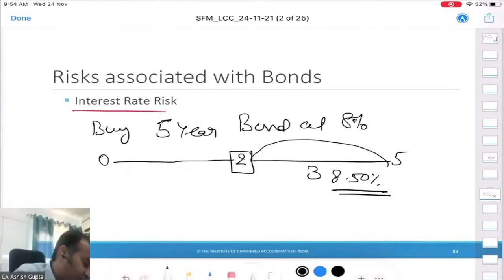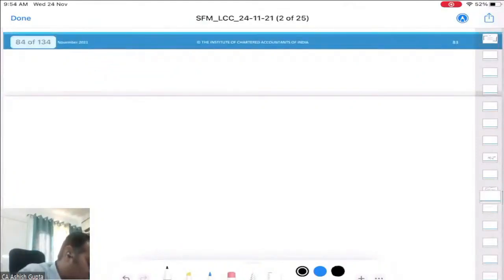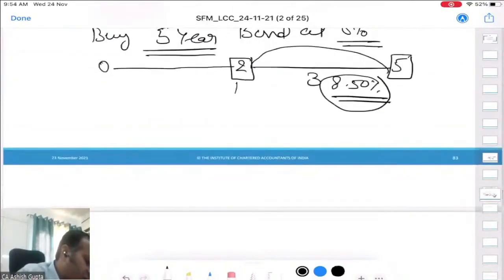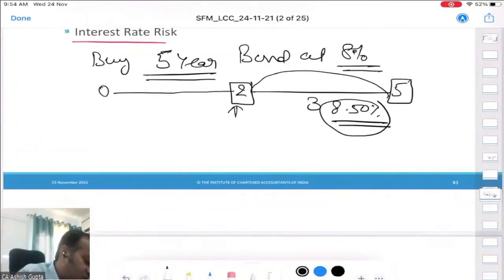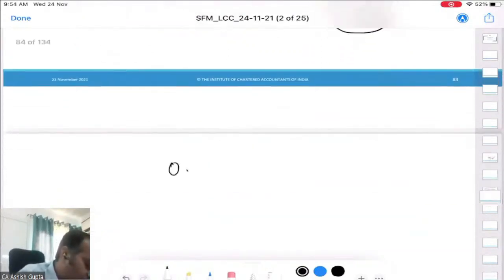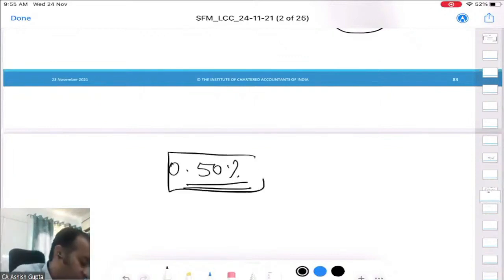What is the risk? Because if you are investing at 8%, you are making a commitment to yourself at that rate for a period of 5 years. So if tomorrow the rate of interest has become 8.5%, it may be possible that your peer who invested for 2 years has reinvested the amount at 8.5% after 2 years. He will be getting a benefit of 0.5% more than you. This is from the investor's angle.